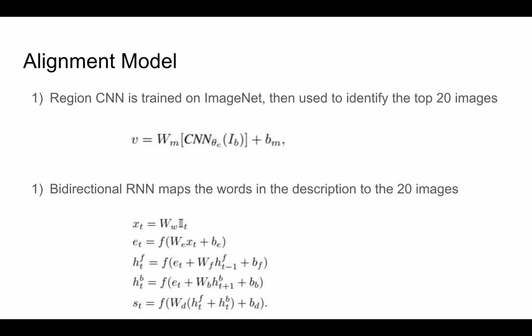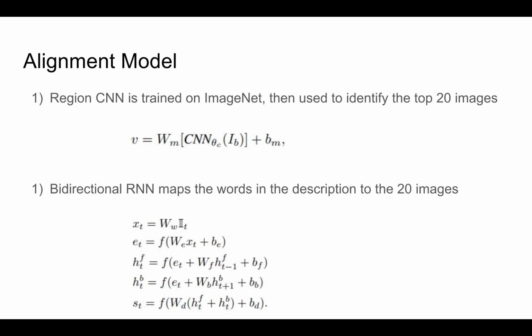Okay. So for alignment, there are several steps. First, we want to identify our 19 images, right? So they train on ImageNet, which is a data set of a bunch of images, and then they use that to identify the top 20 images in all our secondary image sets, which have our images and our descriptions. So we have our 19 top images and also the full image as well. So we have a vector of 20 images.